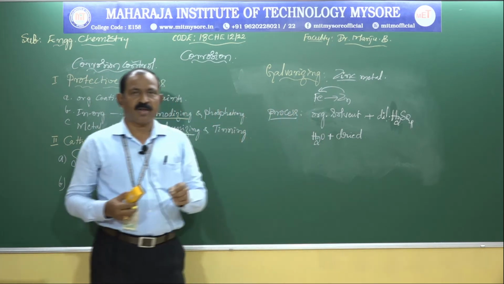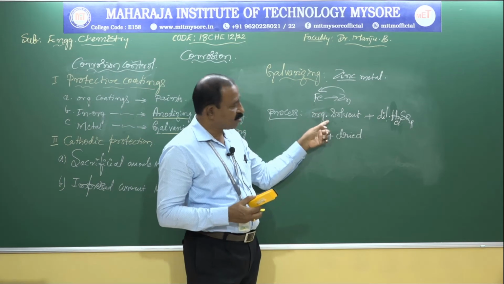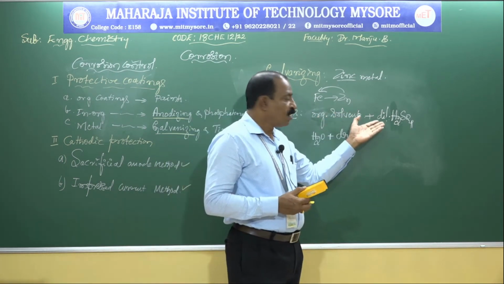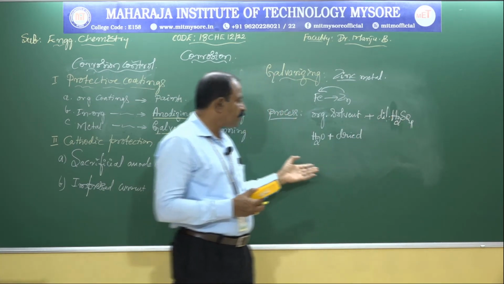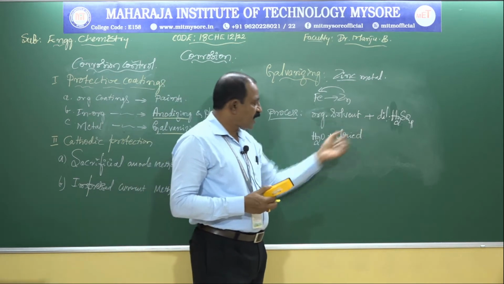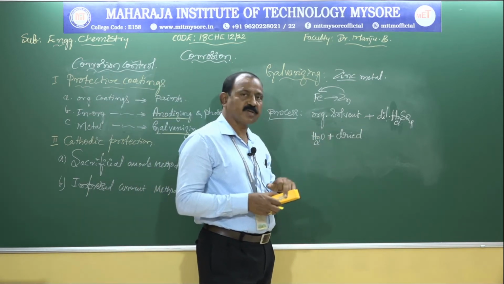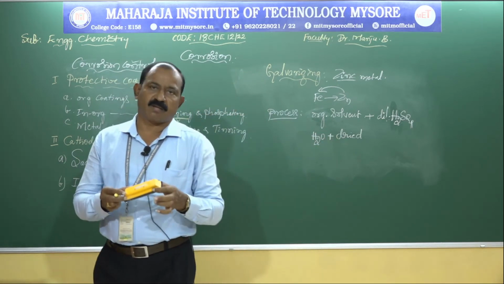If the object contains any oil and greasy layer, that should be removed by treating with organic solvent. If it contains any scale and oxide layer, that can be treated with dilute sulfuric acid to remove it, and then to remove the acid layer, wash with water. To remove the water content on the surface of the object, it should be dried. Now that object is ready for galvanizing.